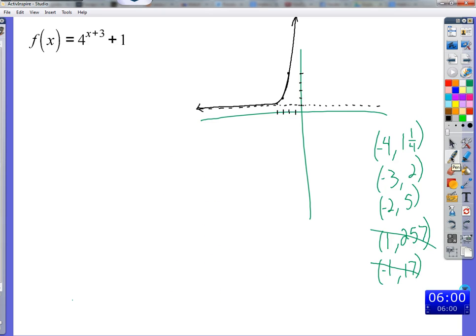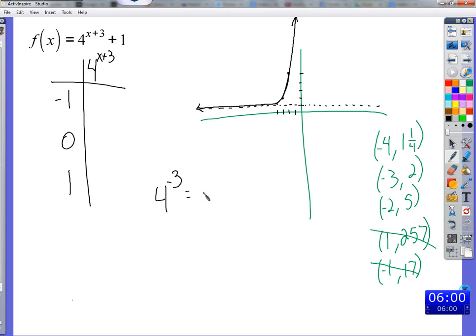So we use that information to say, well, what I would like to have up there is negative 1, 0, or 1. Anything could go there. I could put in 2, I could put in 3, I could put in 4, but if I put in numbers that are too big, I get these big numbers, like 257. It's very large. If I have something that's really negative, let's look at 4 to the negative 3, for instance. Well, 4 to the negative 3 is the same as 1/4 to the third. What's 1/4 to the third going to be?